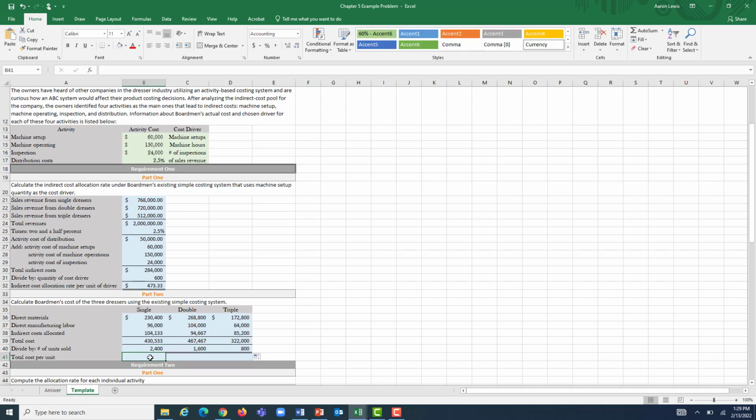Now I can just take our total costs, divide by our number of units produced of that model, and I come up with our expected cost per unit. We're saying here that if we use the simple system, using only quantity of machine setups as our driver, our perceived expected cost for a single dresser for the period is going to be $179.39. For the double dresser, it's going to be $292.17, and for the triple dresser, it's going to be $402.50.